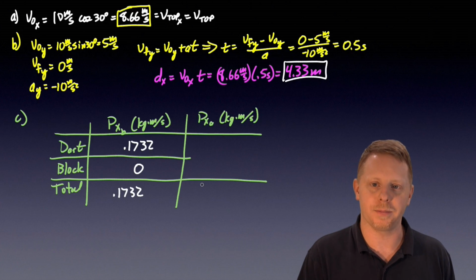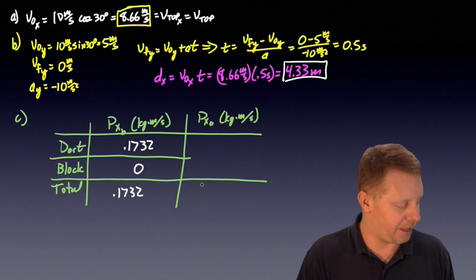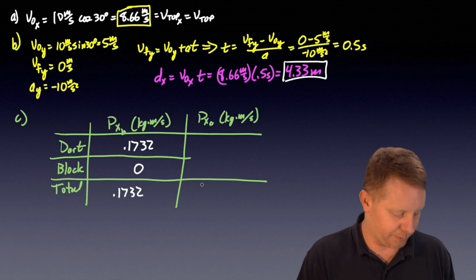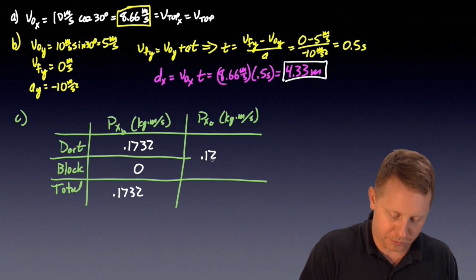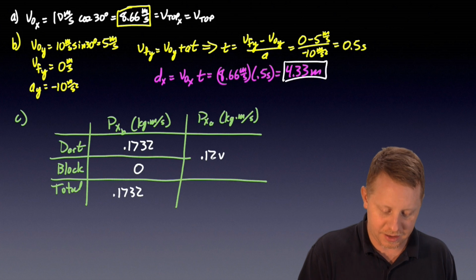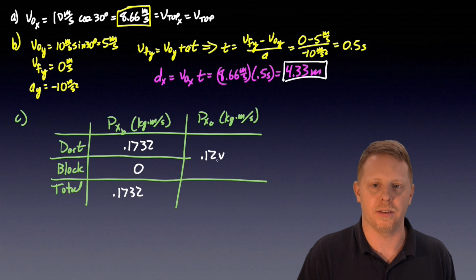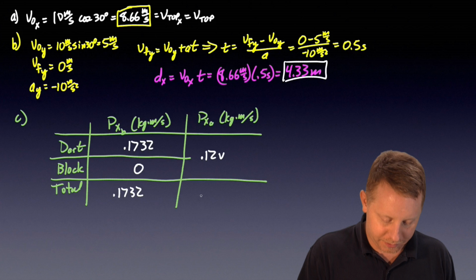The block is at rest, so 0, and our total momentum in the x direction before the collision is 0.1732 kilogram meters per second. After the collision, the block and the dart stick together, so they have a combined mass now of 0.12 kilograms, and we don't know their final velocity, so their momentum after the collision is their combined mass, 0.12 kilograms, times this unknown v. So our total is 0.12 v.